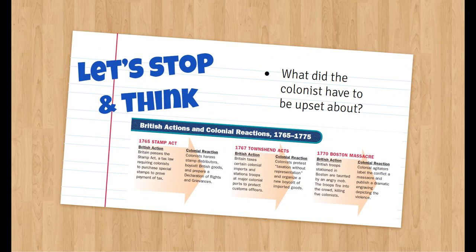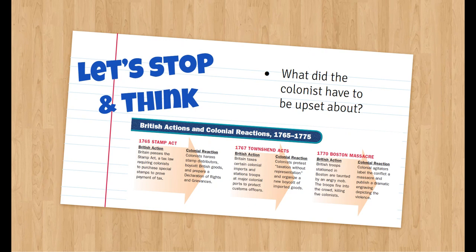So let's stop and think. What did the colonists have to be upset about? So, things leading up to the Declaration of Independence and the start of the American Revolution. We have the Stamp Act. We're starting to see excessive and unnecessary taxes imposed on the colonists.